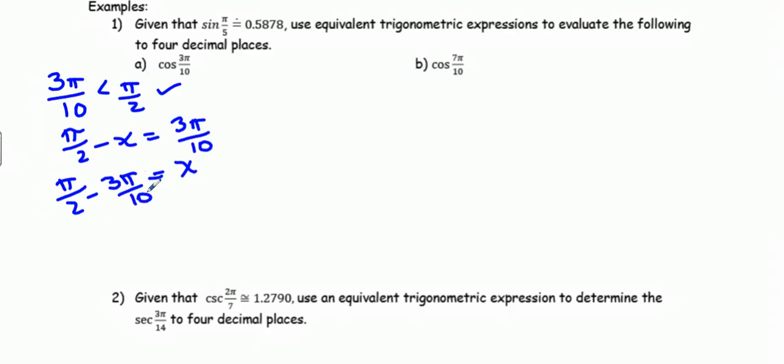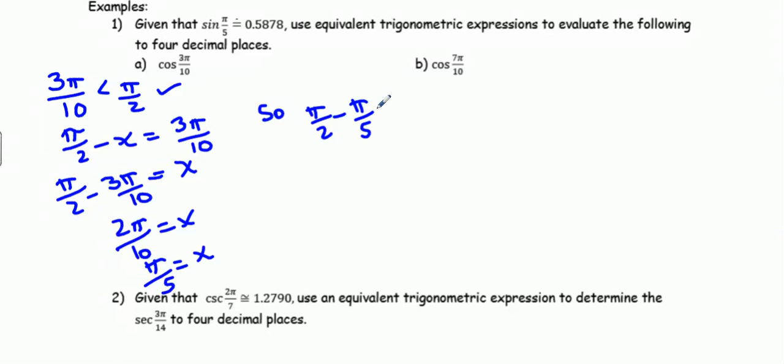Now it's just a matter of adding fractions. This is really 5 pi by 10 minus 3 pi by 10, which is 2 pi by 10, which is, of course, pi by 5. Okay, so we now have that x is pi by 5. So I know that pi by 2 minus pi by 5 is equal to 3 pi by 10, right?